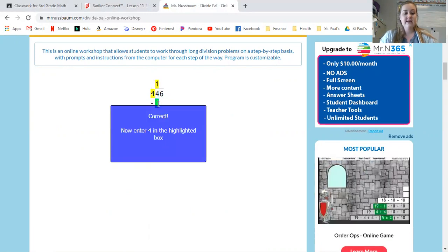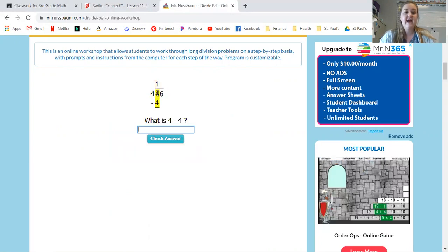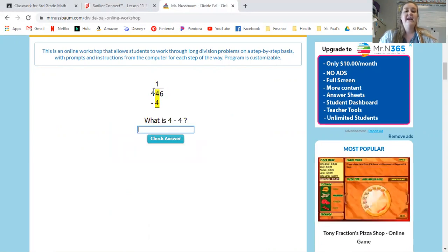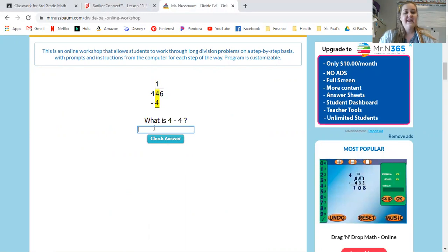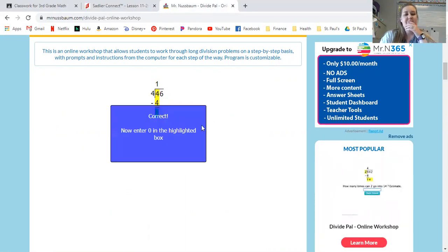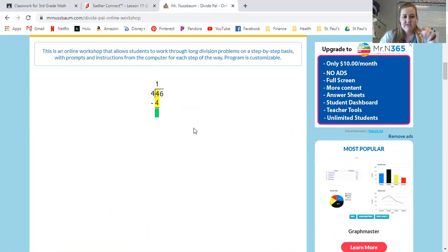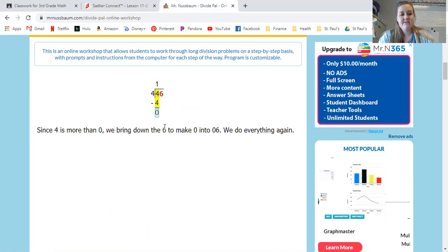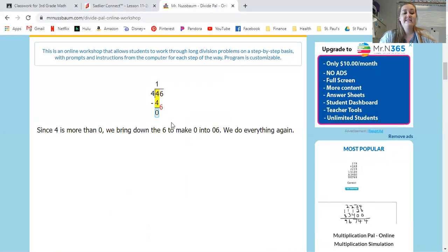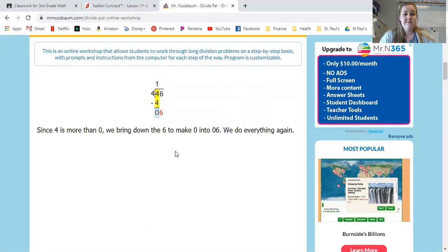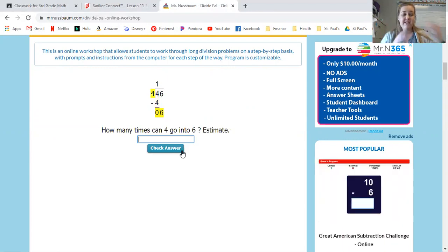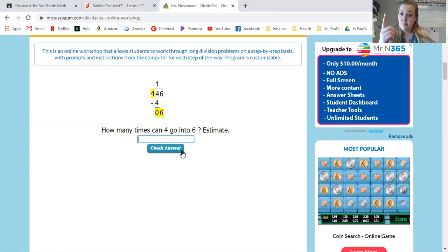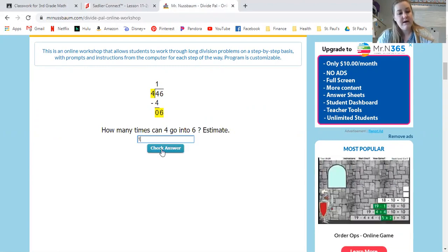It's correct. Now it's going to have me put it in here, because first I divided, and now I need to multiply and put it down here. Now what's 4 minus 4? 0. But I'm not done yet. I have that 6. So I'm going to type the 0 in. We have to bring down the 6 to make the 0, 6. And we do everything again. How many times can 4 go into 6? Well, once with some leftover. So I'm going to write a 1 in that box.